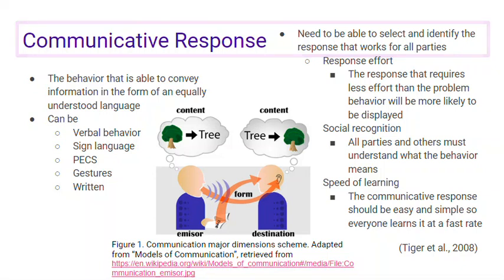The figure shown in the slide shows a basic form of how the dimensions of communication would be, where the person who is speaking, or the speaker, has some form of communication, either verbal or written in this case. And then that is being given to the destination or the listener. And the content of both is recognized as a tree in this case.